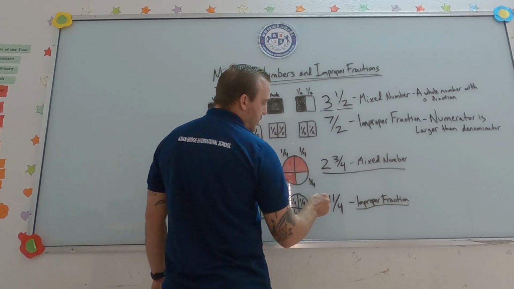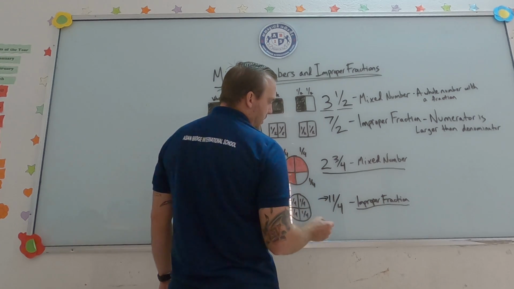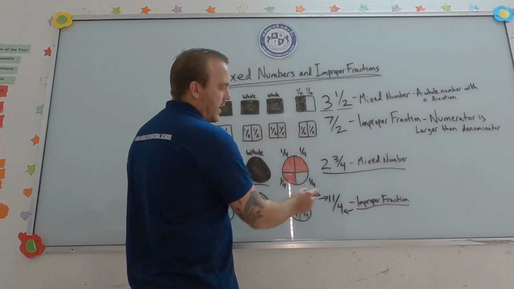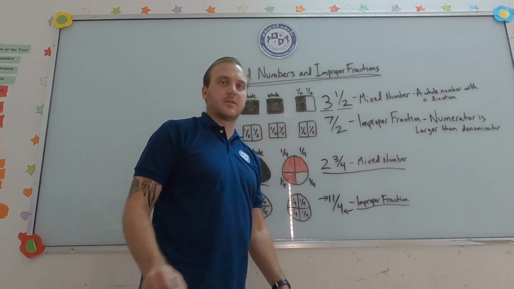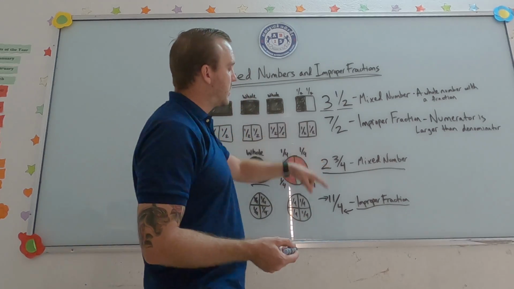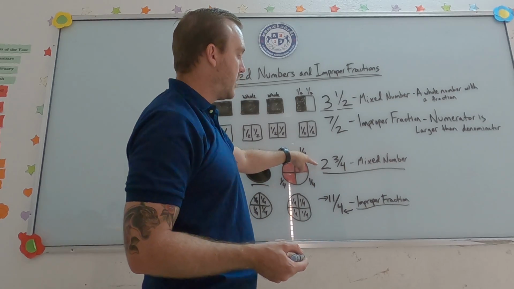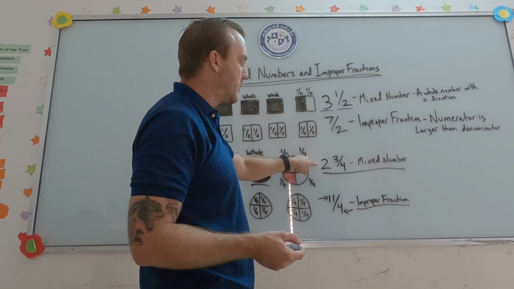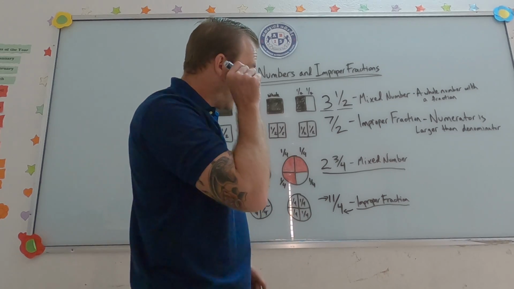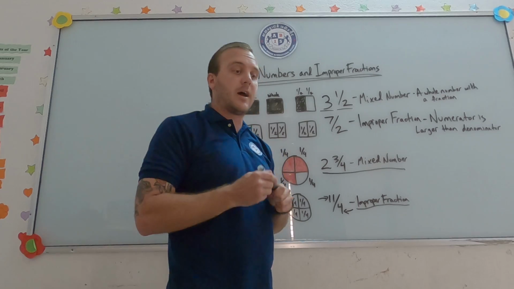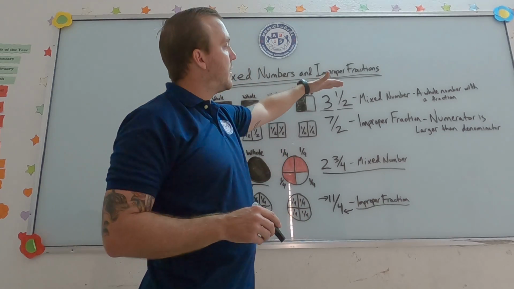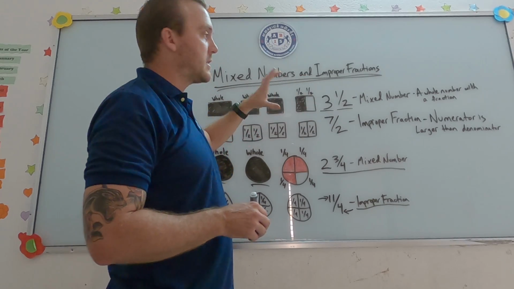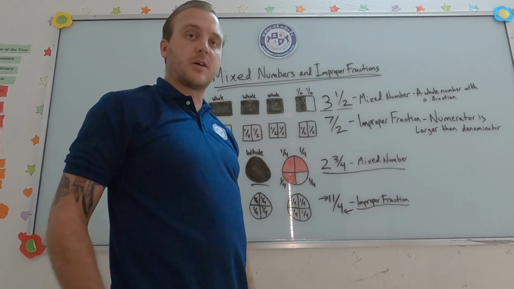The number on top, the numerator, is larger than the denominator. So how can you have 11 pieces of 4? Well, you can't. So that's when we convert it to a mixed number. So anytime you have an improper fraction, you want to try to change it to the mixed number form. And we'll get to how to do that later. But for now, just know you've got mixed numbers and improper fractions. They're equal to each other. They mean the same thing. They just look different. That's all there is to that.